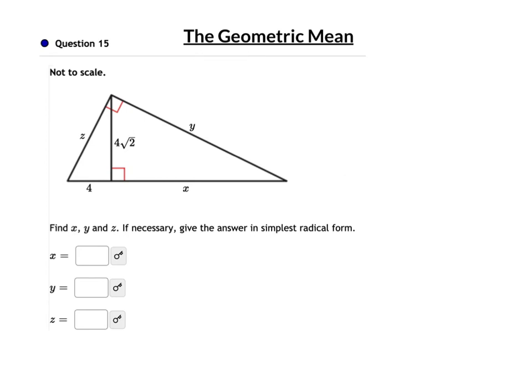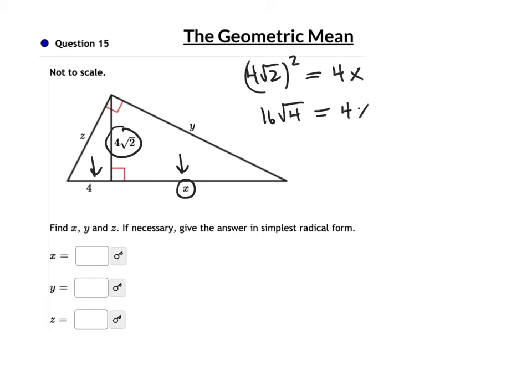Just like the last one, I need to work with one of the variables that has enough segment lengths to find that variable. And the only one that can work here is the x. I know that the height of the big triangle squared, 4 root 2 squared, is equal to these two pieces multiplied, 4 times x, or 4x. 4 root 2 squared is 4 times 4, 16. Root 2 times root 2, root 4, equals 4x.